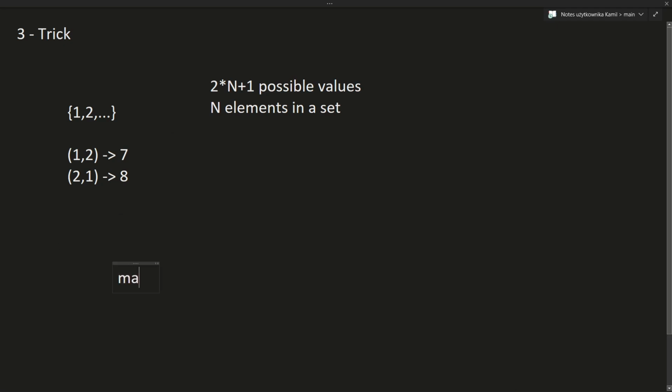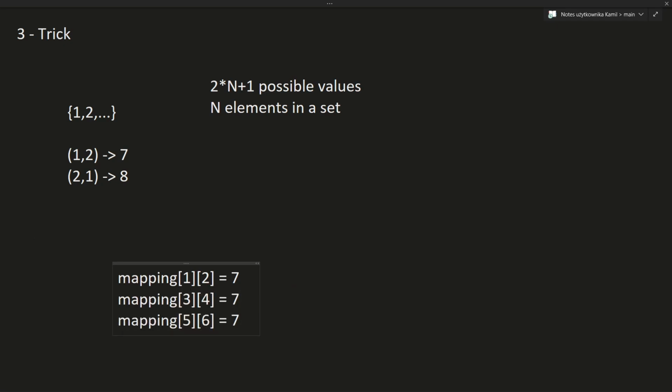So maybe mapping of 1, 2 is 7, mapping of 3, 4 is 7, mapping of 5, 6 is 7. I want it to be spread out. So 7, 8. So if I have at least one of those numbers, 1, 2, I win. Or if I want the sum to be 7, and I have at least one of those two numbers, sorry, if I have both. If I have both of these, I win. If I have both of those, I win.